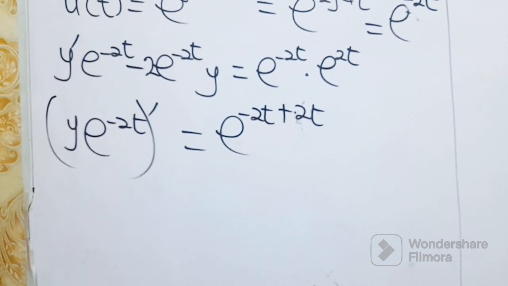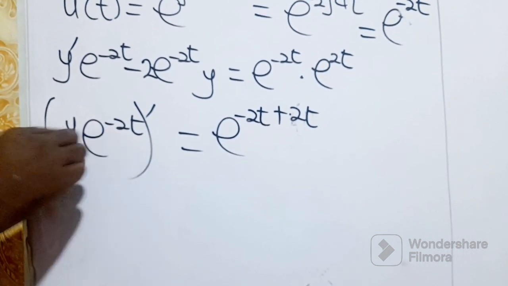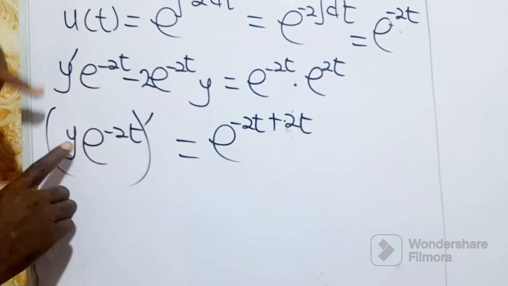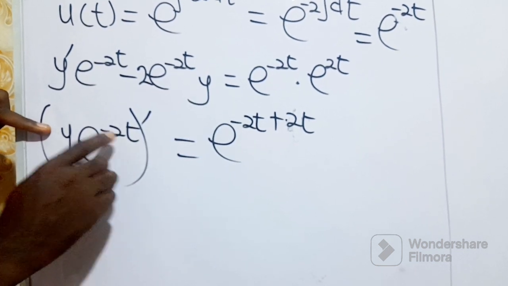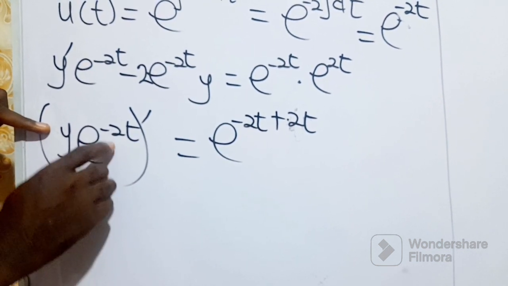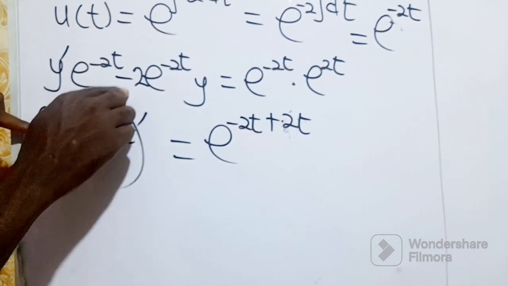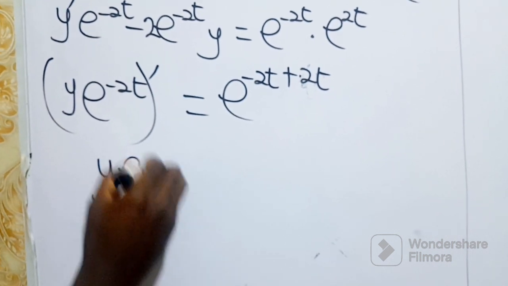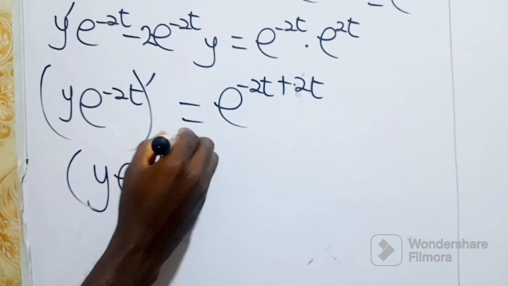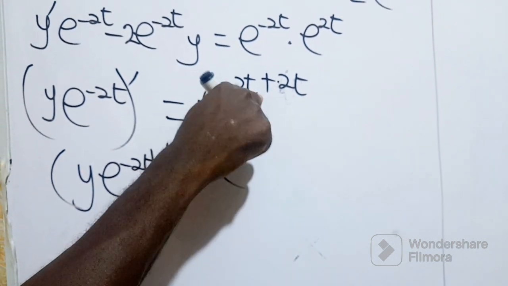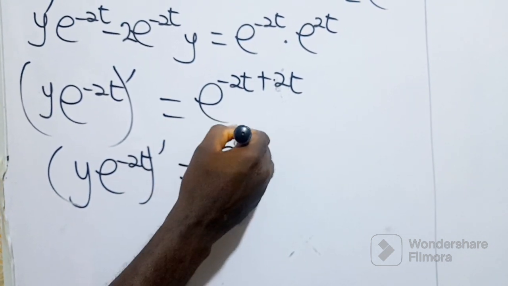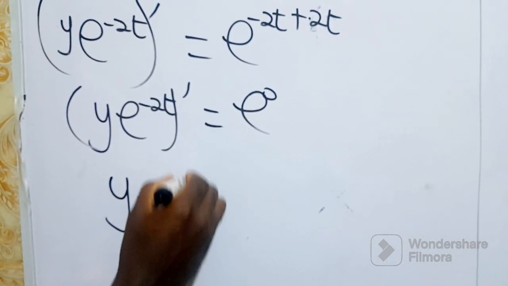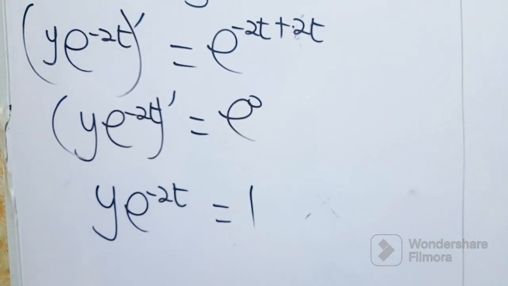So let's check whether it's correct. When we maintain our e exponent negative 2t and differentiate y, we'll get y prime e exponent negative 2t. Then plus, now we maintain y and differentiate e exponent negative 2t. Remember the differentiation of an exponential function: we just differentiate the exponent, which will be negative 2, and use it to multiply the function. So you see that we had it back. So we can say y e exponent negative 2t, the product differentiation of that, will be equal to e exponent negative 2t plus 2t, that will be 0. And e exponent 0 is 1.